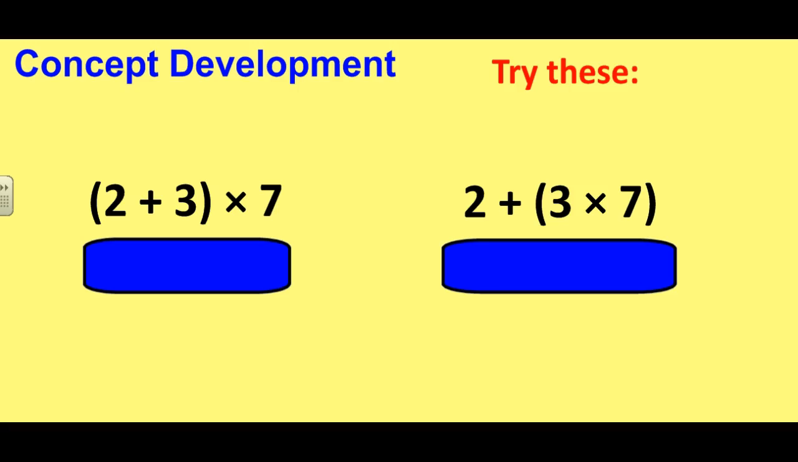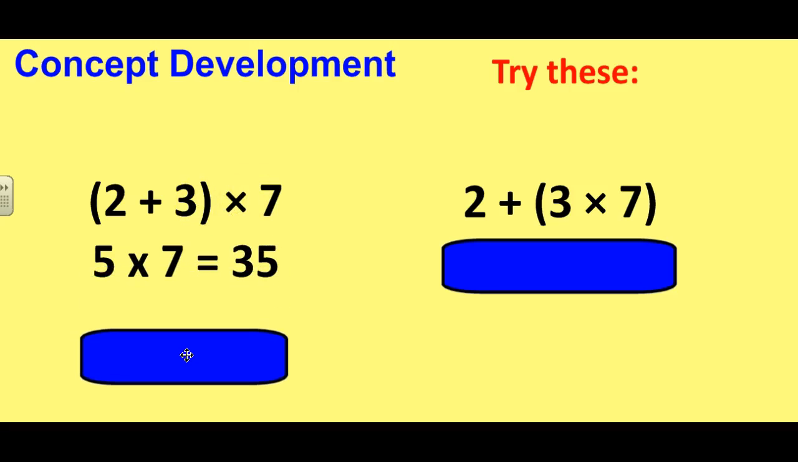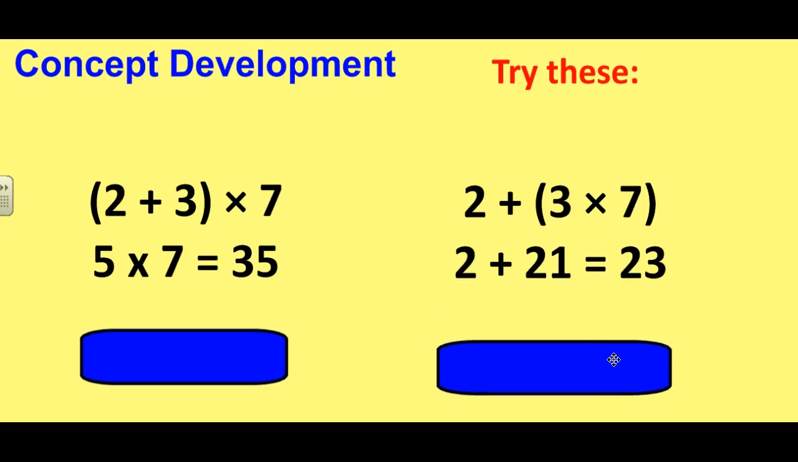Okay, I want you to try these two on your board, and I want you to push pause to figure out the answer for both of them. So for this one right here, 2 plus 3 times 7. 2 plus 3 gave me 5, and then we kept our times 7, and that's 35. Over here, you see that we have the same exact numbers, they're just in a different order. So 3 times 7 gave me 21, and if you add 2 to 21, it gave me 23.